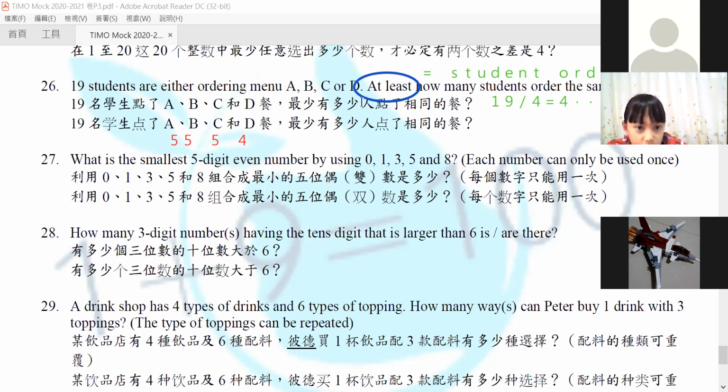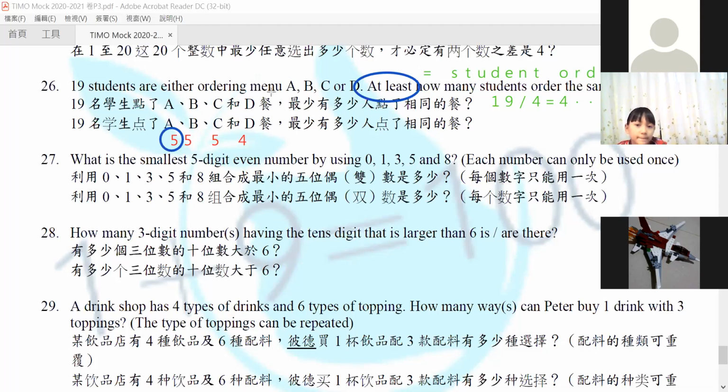So at least how many students? At least there is a 5. So in question 16, the answer is 5. Because we order evenly, the menu that most people take will be the least, because we evenly distribute them all. I'm sorry, no, the answer is not three. The answer is five.